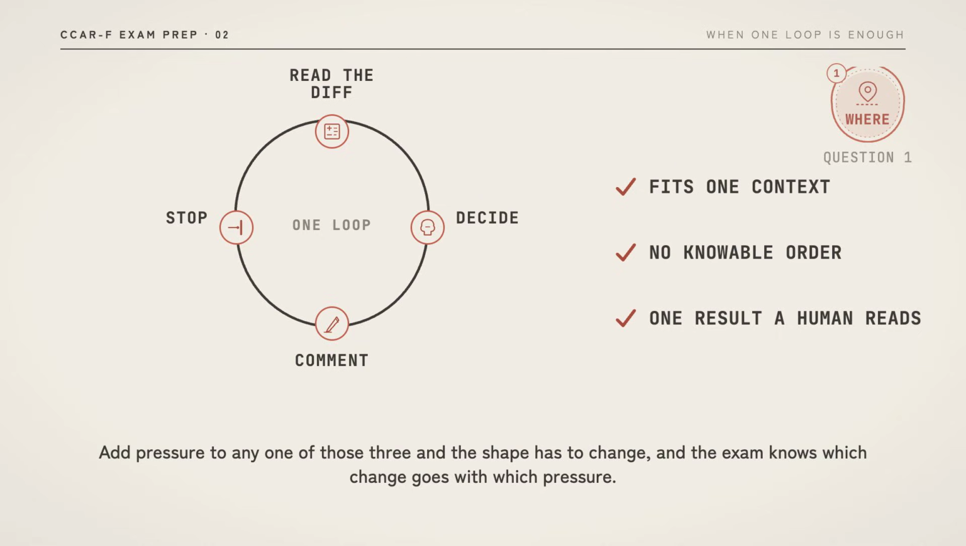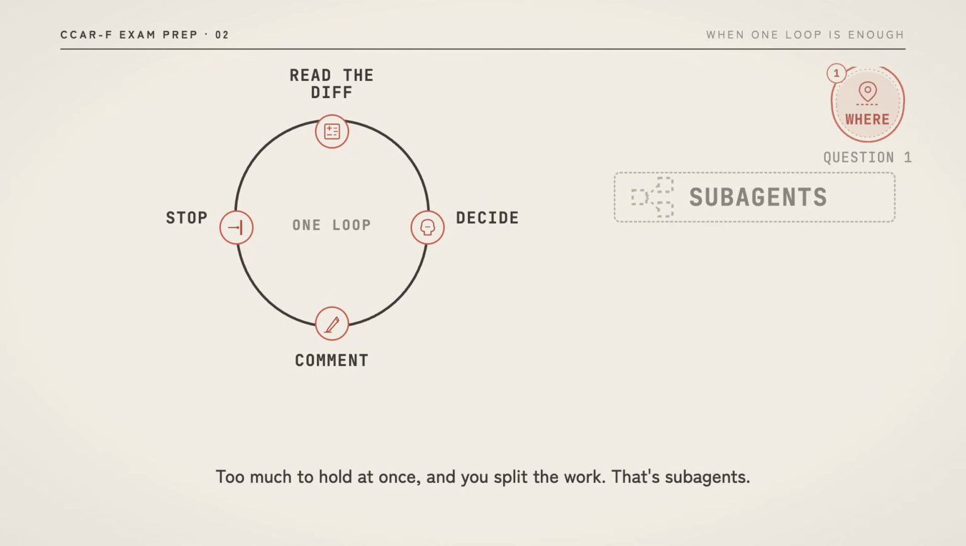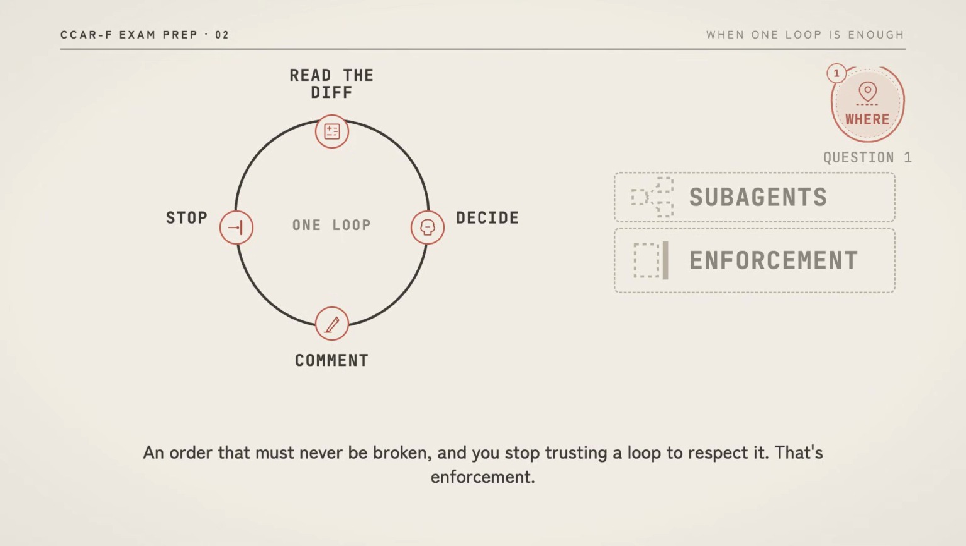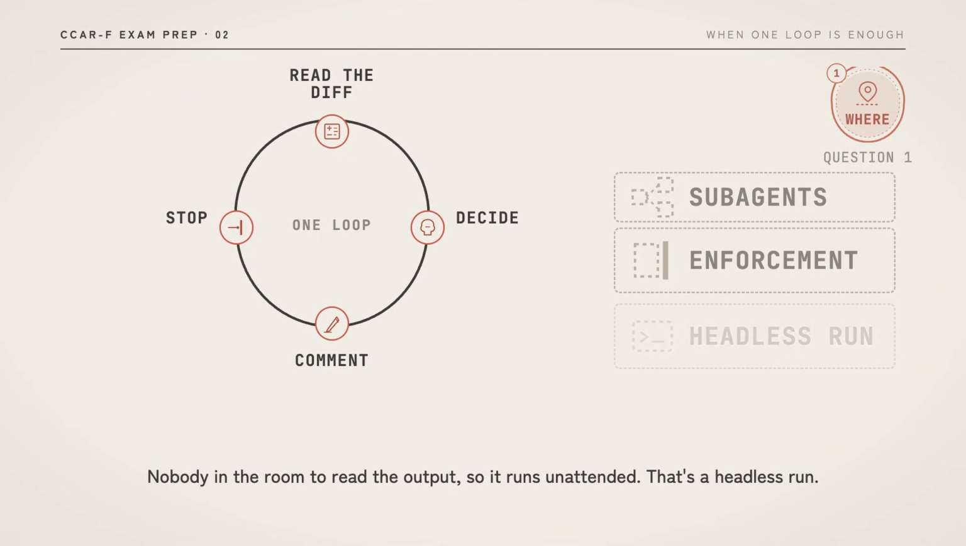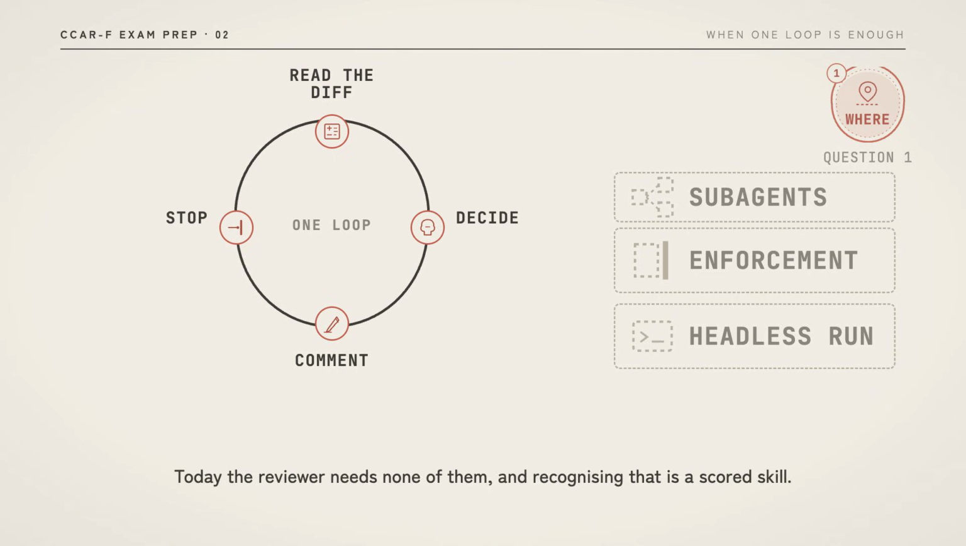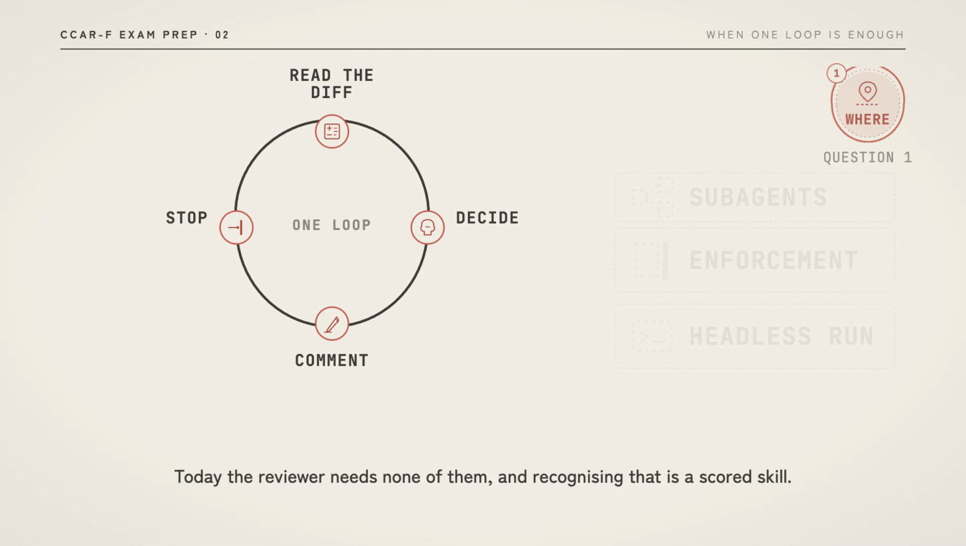Add pressure to any one of those 3 and the shape has to change, and the exam knows which change goes with which pressure. Too much to hold at once, and you split the work: that's sub-agents. An order that must never be broken, and you stop trusting a loop to respect it: that's enforcement. Nobody in the room to read the output, so it runs unattended: that's a headless run. Today the reviewer needs none of them, and recognizing that is a scored skill.